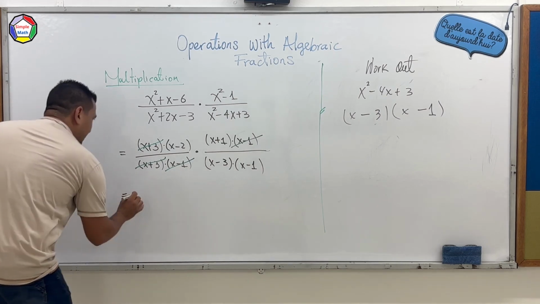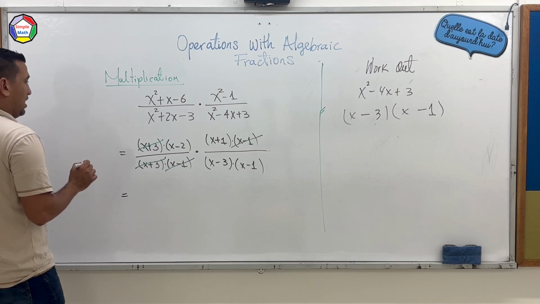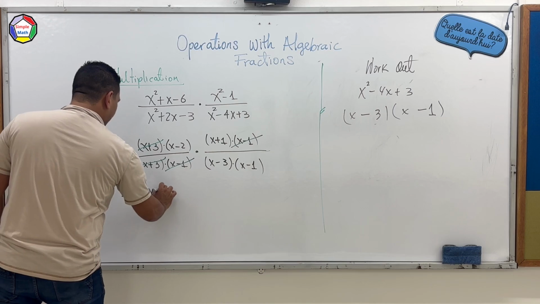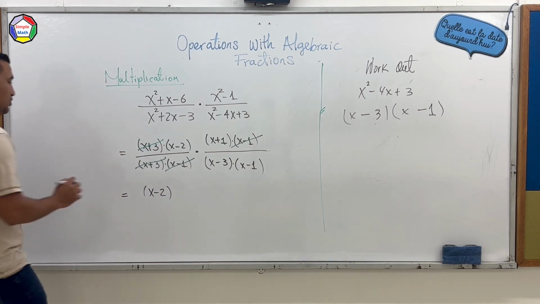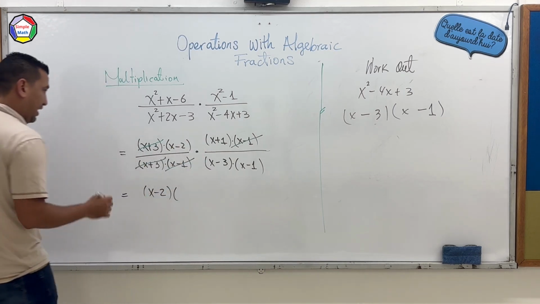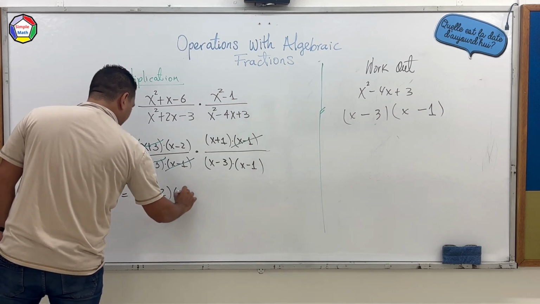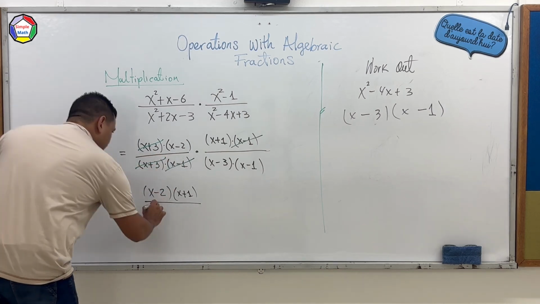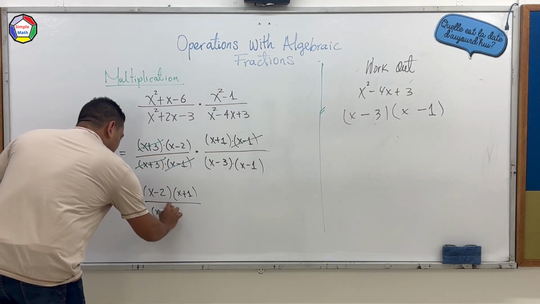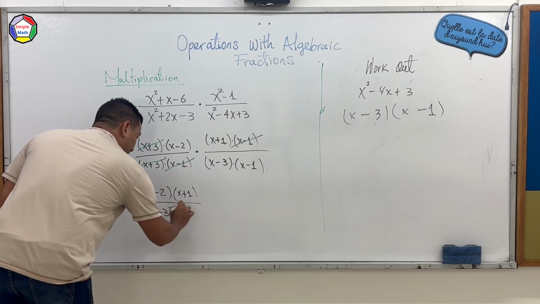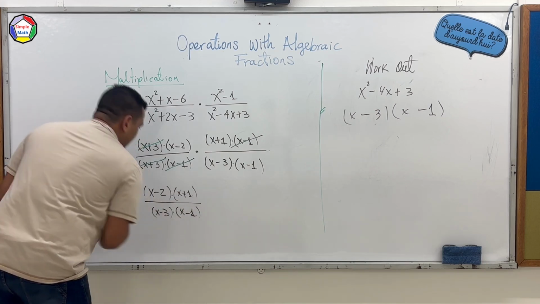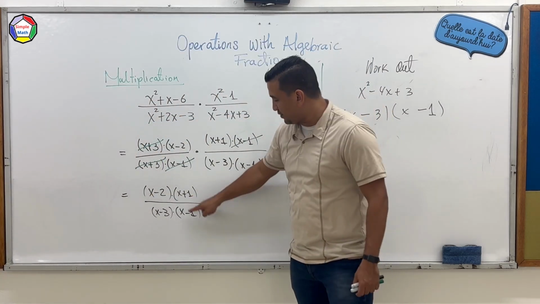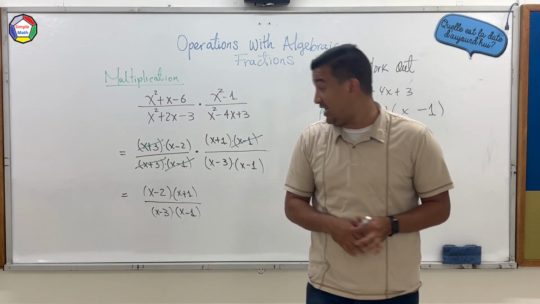So the final answer is (x - 2)(x + 1) over (x - 3)(x - 1). That's the answer of the algebraic fractions. I cannot simplify this one, because they have different signs.